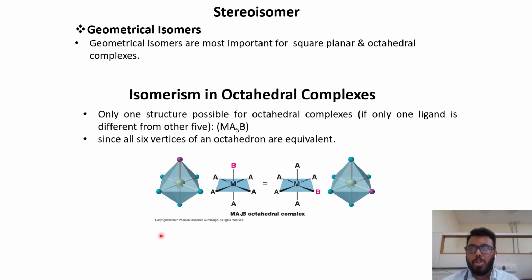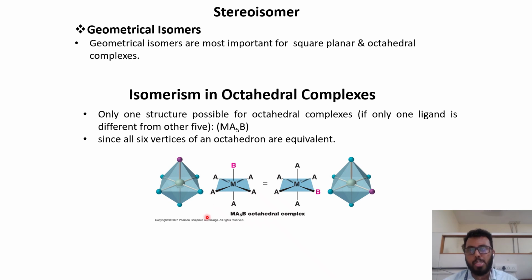And now let's move on to the structural isomerism. We have done stereoisomers. We are going to discuss geometrical isomers. So geometrical isomers are most important for square planar and octahedral complexes, but specifically we will discuss the octahedral complex. So we will see isomerism in octahedral complexes.